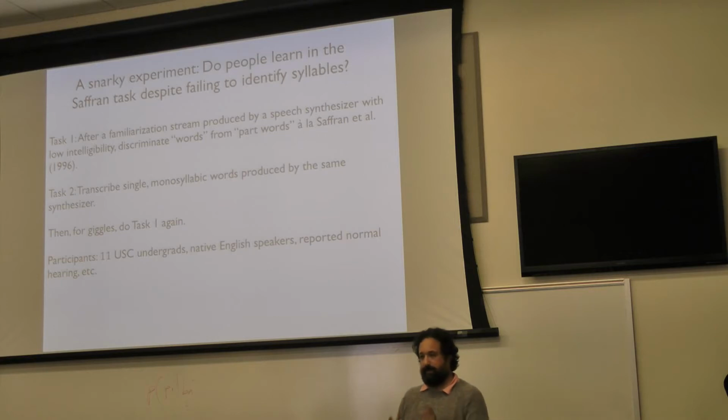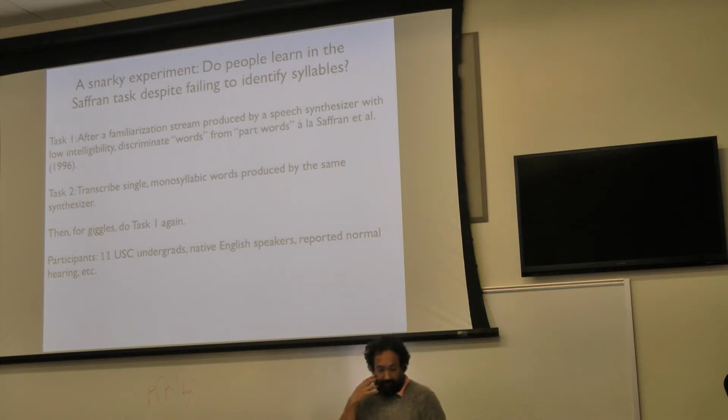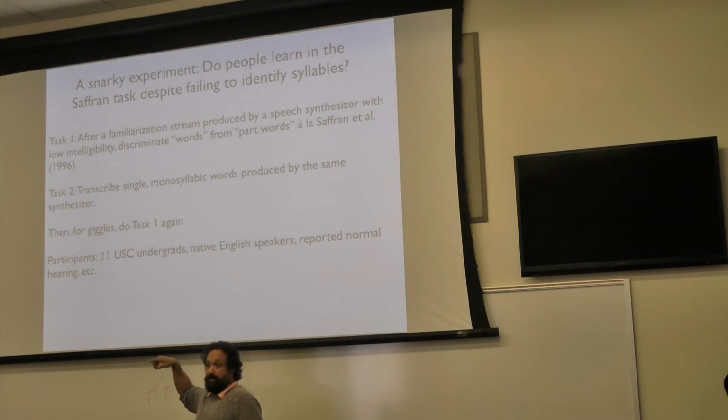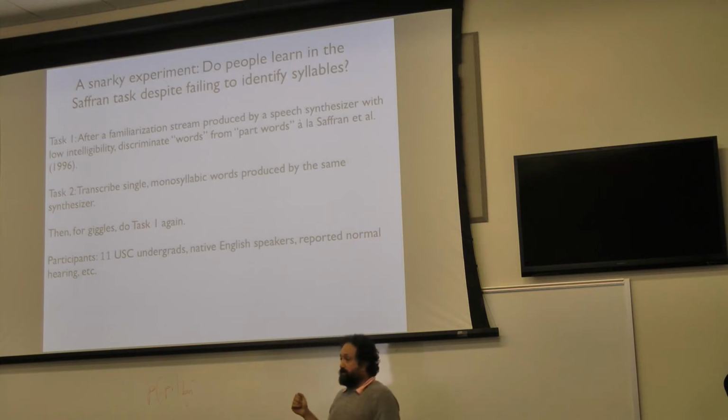And so we're going to see whether people can discriminate words from part words, that is, strings of stimuli where the transitional probability is perfect versus strings of stimuli where the transitional probability is not perfect, but they're items that you've heard before. And then we're going to ask people to demonstrate that they can understand the synthesizer more or less, right? So they're going to transcribe single monosyllabic words produced by the same synthesizer. So medium frequency English words, relatively familiar, monosyllabic words, played one at a time. The participant presses a button to initiate the playing of the sound, so they have every opportunity to understand what's being said, and they type in what they think they heard.